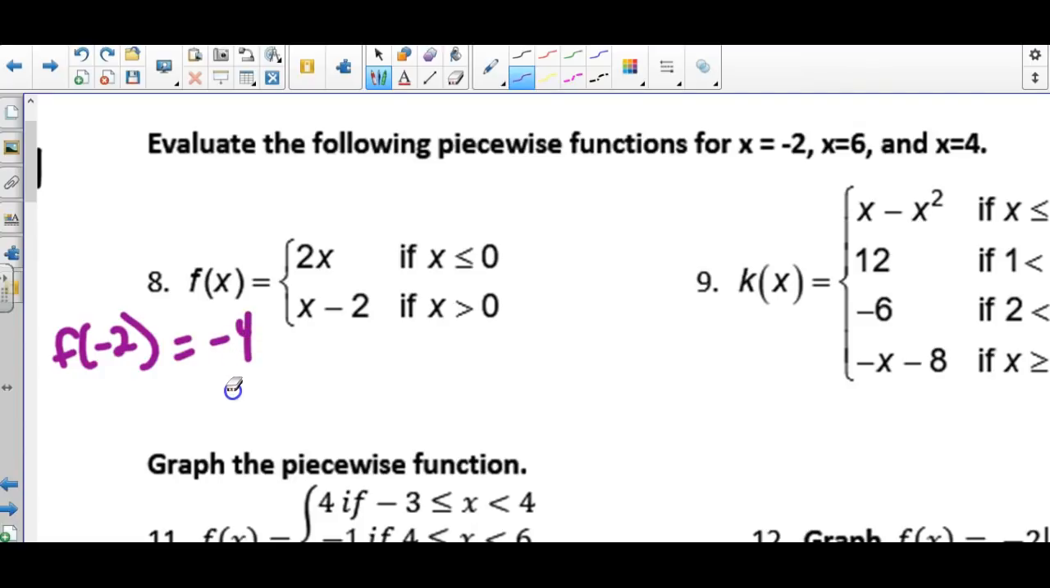Now I take the value 6. F of 6, and let's evaluate that. Is 6 less than 0? Nope. Is 6 greater than 0? Yes. So we plug in 6 right here. 6 minus 2 is going to give me 4. Then we evaluate the last x value of 4. Which condition does 4 fall in? Is 4 less than 0? No. Is 4 greater than 0? Absolutely. So you have 4 minus 2, 2.